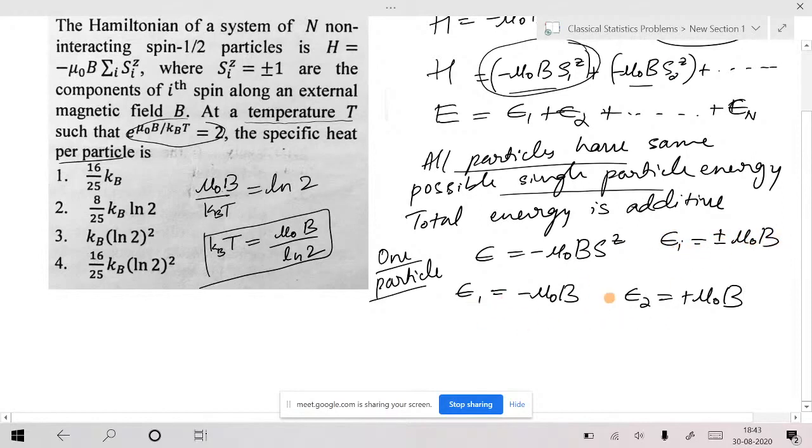Okay, Ei. So the energy of the ith atom can be either plus mu naught B or minus mu naught B. You have to substitute that one again. To substitute, you should know the probabilities actually. So again it is just like tossing n coins. It all depends on probability.